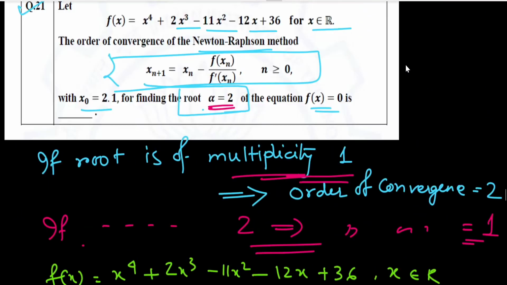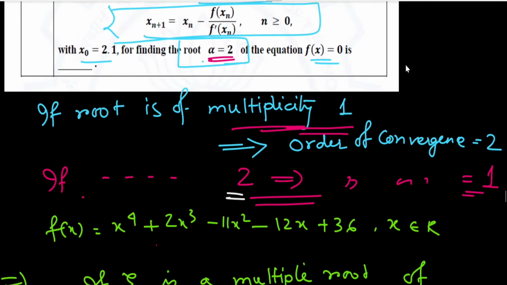Therefore, if the root is of multiplicity 2, then what is the order of convergence? The order of convergence is 1. So for this problem, the order of convergence is 1 here. So it is the correct answer.